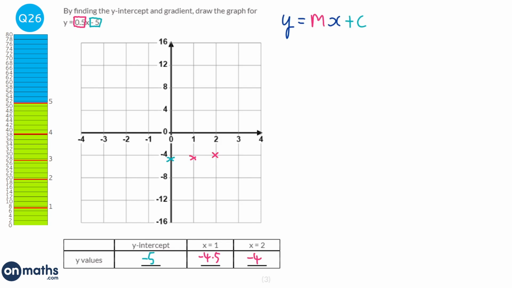So this isn't going to be the easiest one to draw, but we need to make sure that the line goes for the whole of the graph. So it should look something like this, going through our coordinates and carrying on for the whole graph.